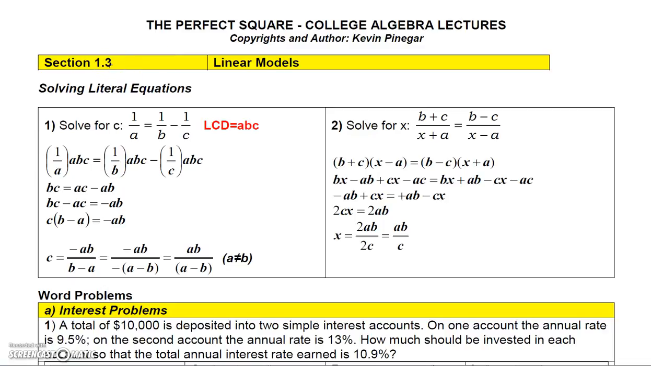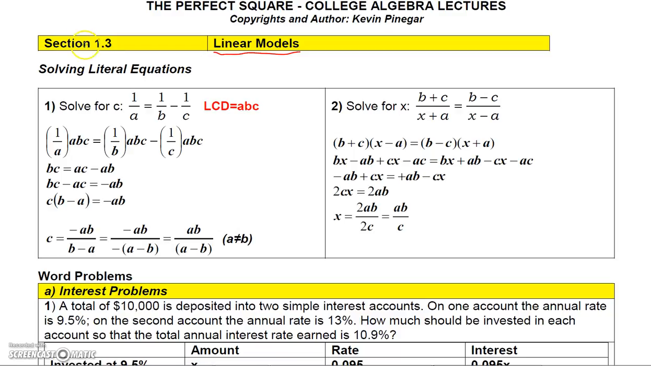Okay, the Perfect Square College Algebra Lecture Section 1.3 has to do with linear models. And this really has to do with solving word problems that involve linear models or linear equations. Before we get into some actual word problems, let's talk about how you could solve literal equations.